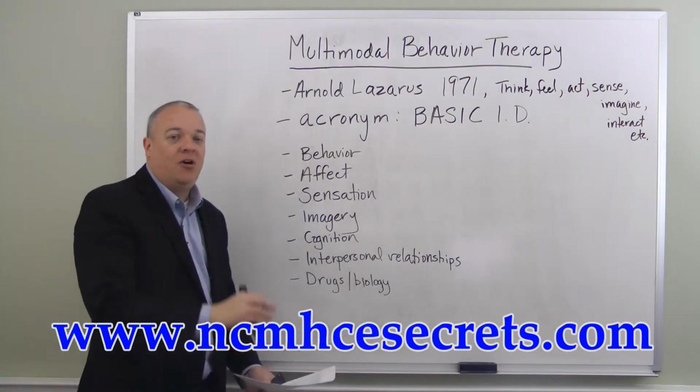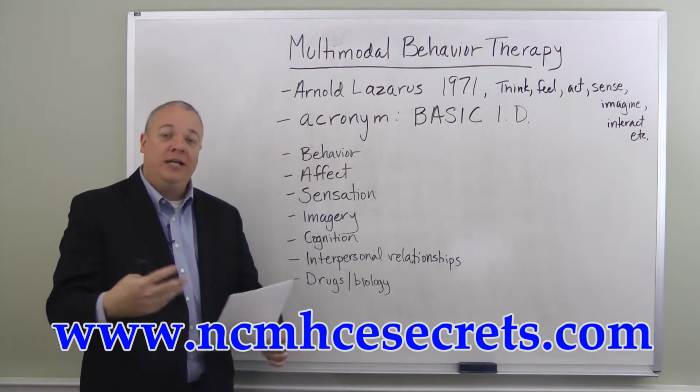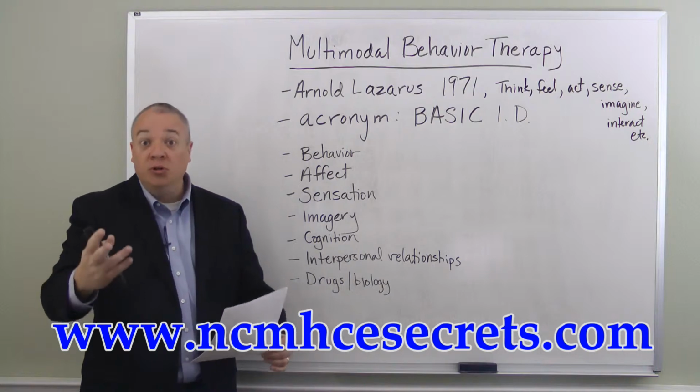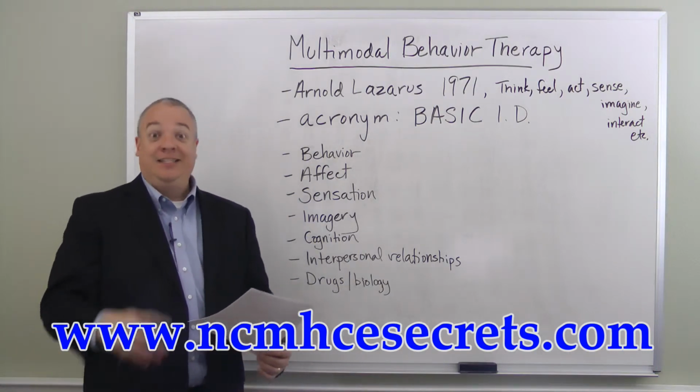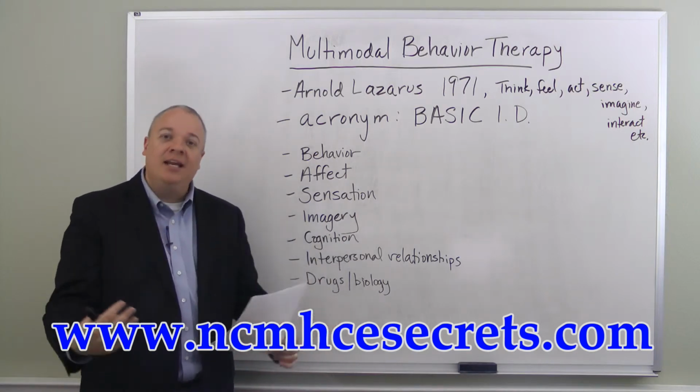These are the 7 basic areas that make up a human being, and they all interconnect, interlocking webs of mutual reciprocity, if you will. Say that 3 times fast. Interlocking webs of mutual reciprocity. Everything connects to everything else.